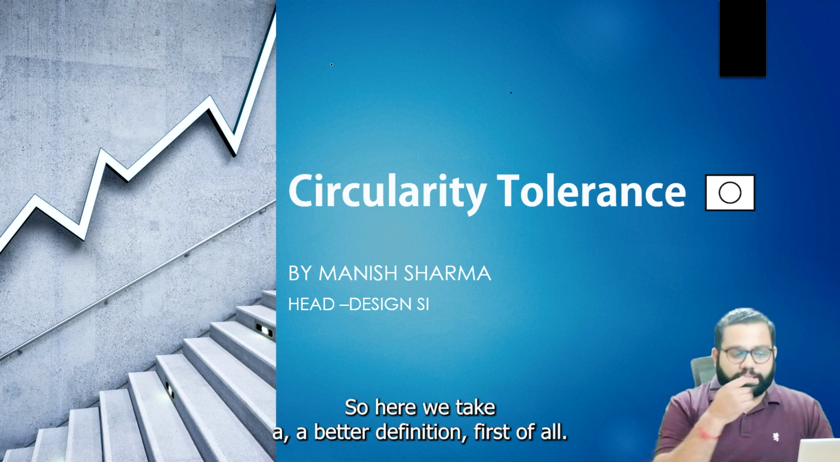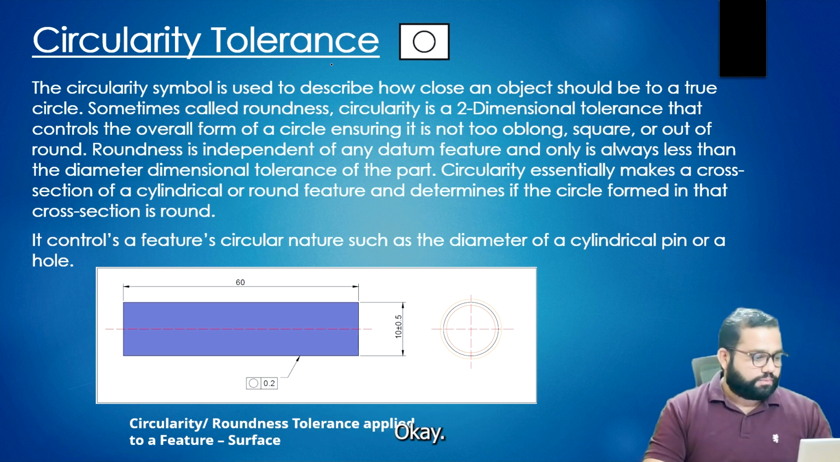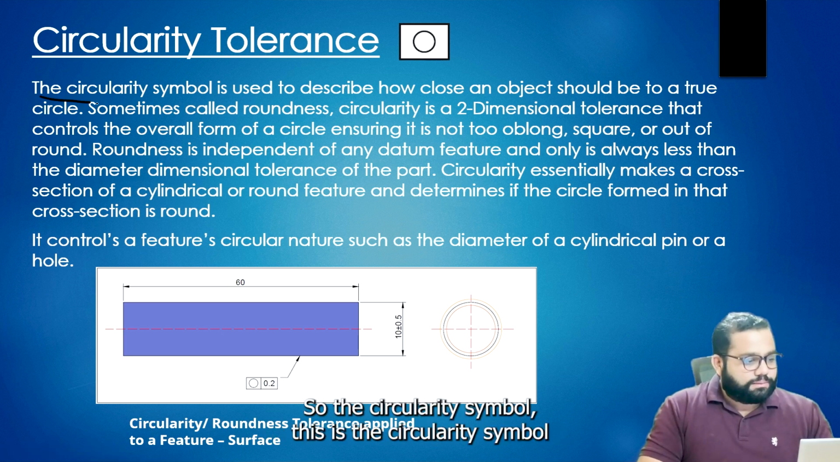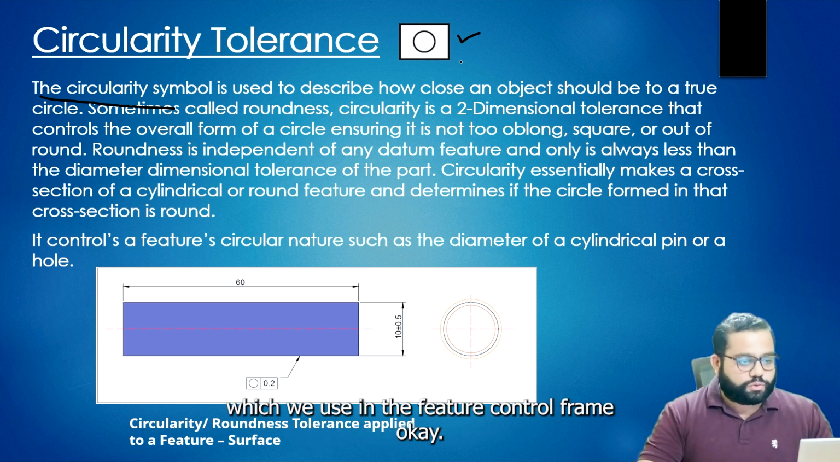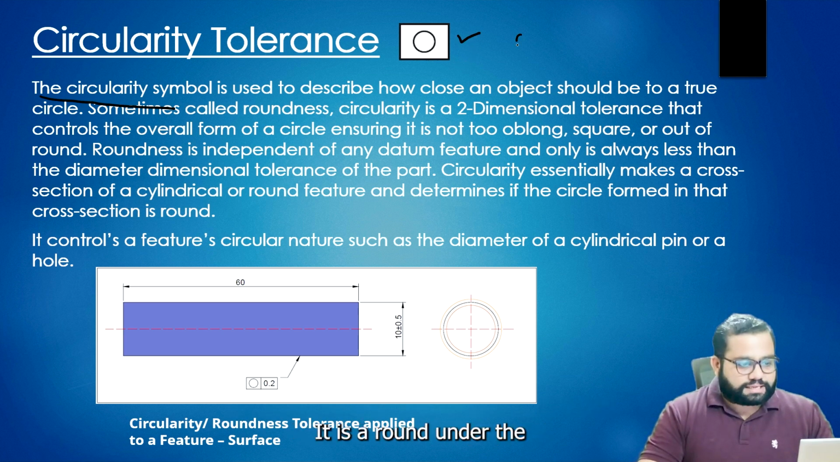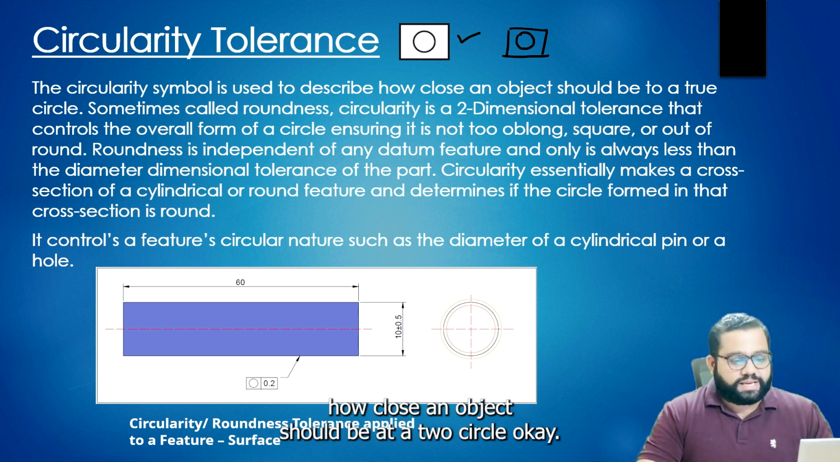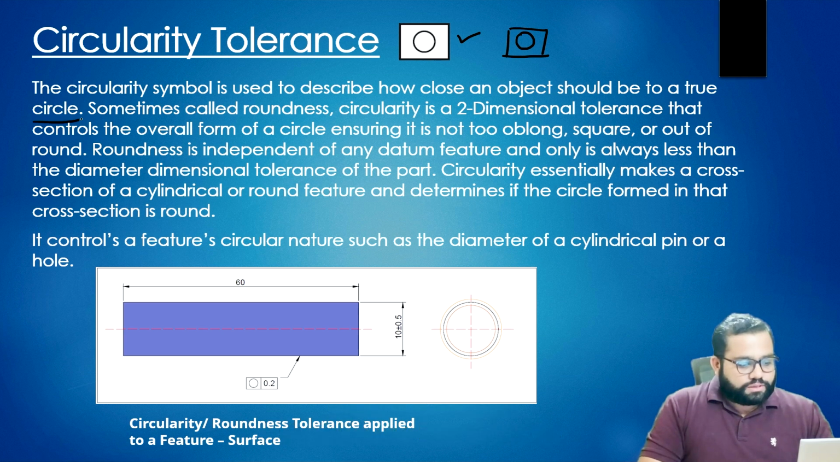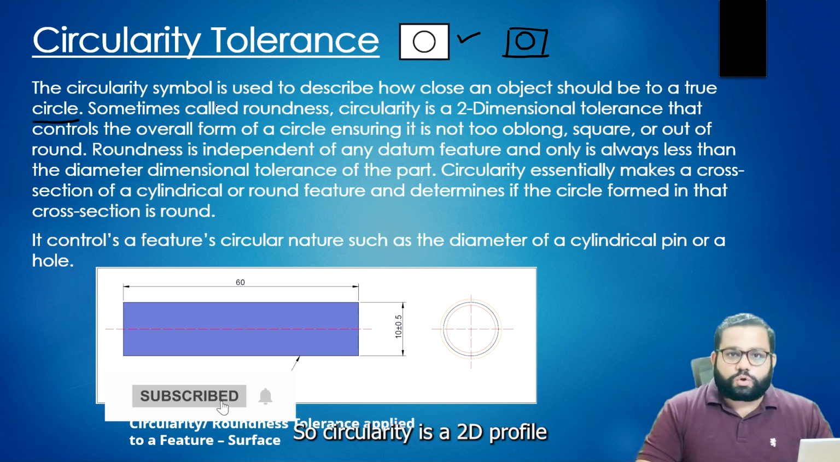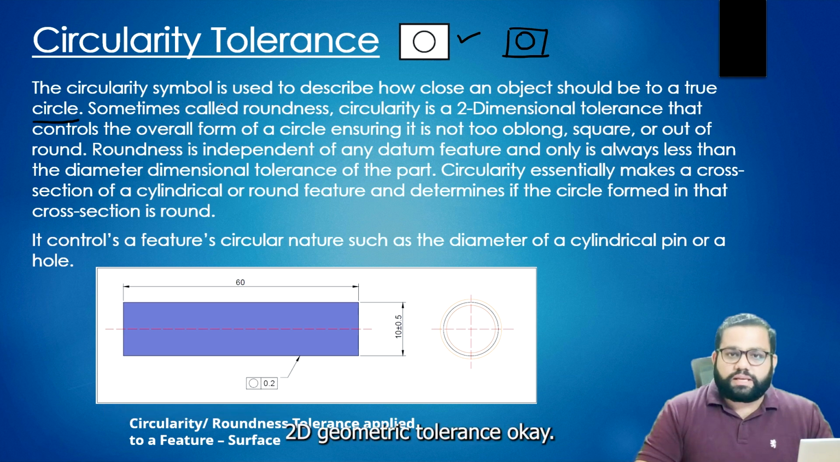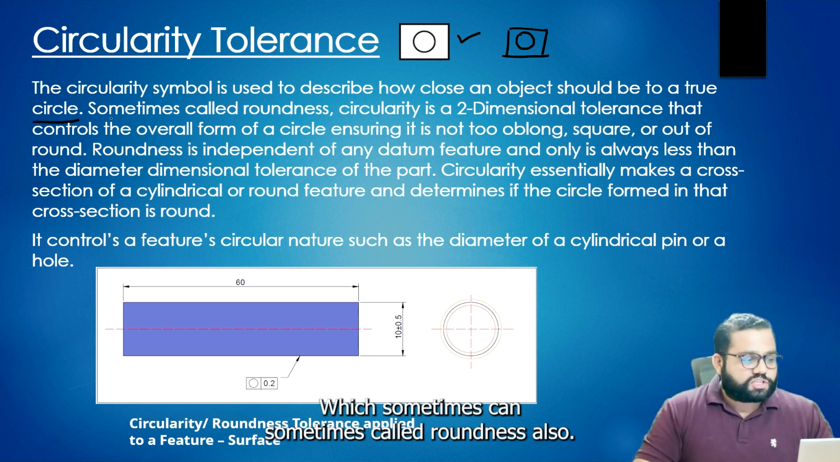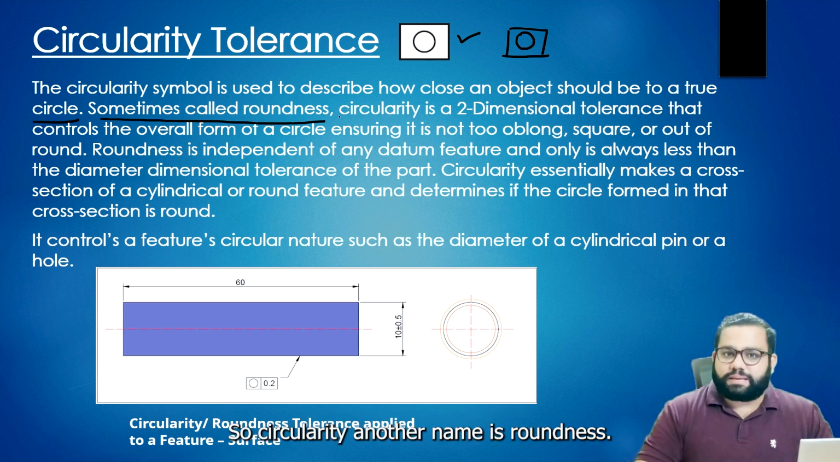Let's start with the definition first. This is the circularity symbol which we use in the feature control frame. It is a circle under the box. The circularity symbol is used to describe how close an object should be to a true circle. Circularity is a 2D geometric tolerance, sometimes also called roundness. So another name for circularity is roundness.